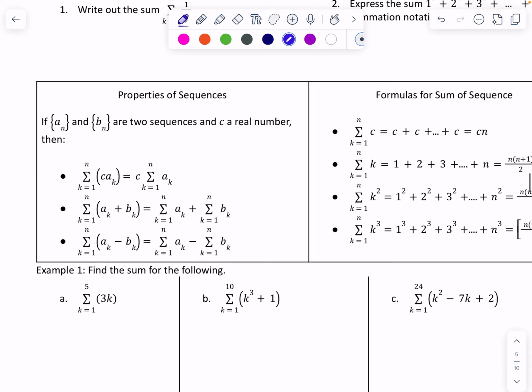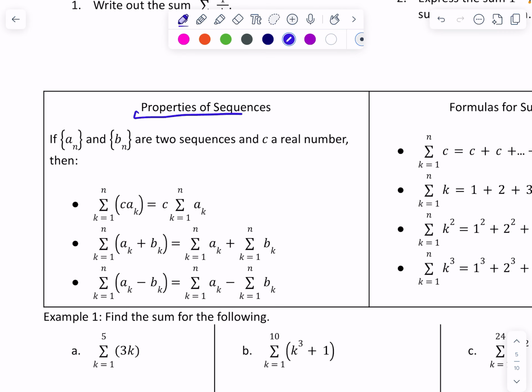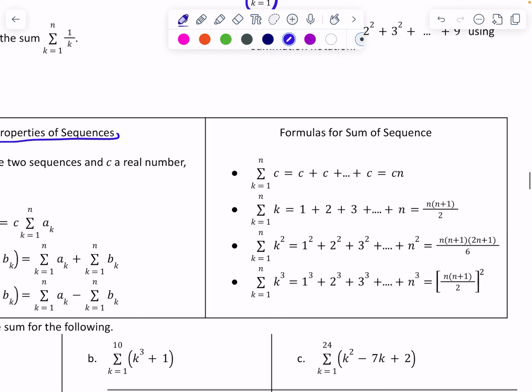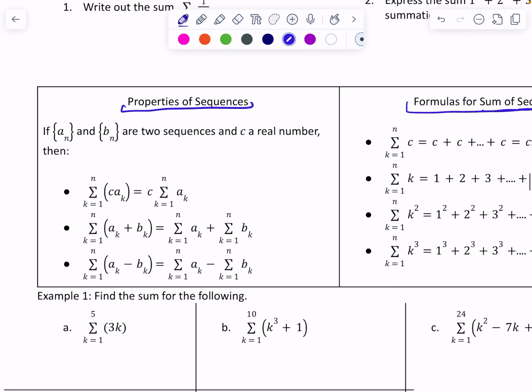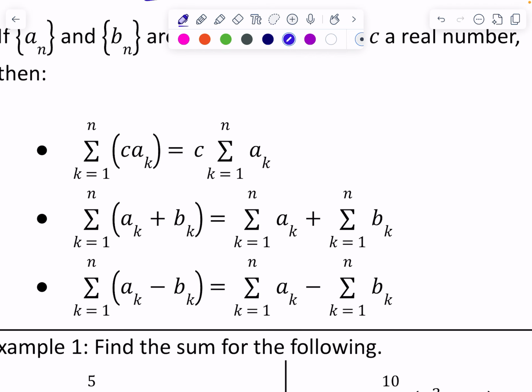Some of the formulas that you need to be aware of, you are provided with these formulas. These three are properties, they're really not formulas. These are the formulas instead for the sum of a sequence. Let's quickly look at them. C is a constant number. It looks really complicated, but all it's saying is add the first n terms of the sequence, so 1 through n, where C is a constant number, and like I said, a_k is the term number.